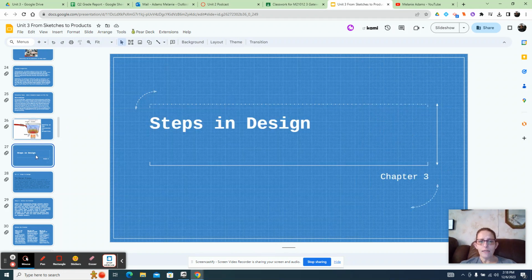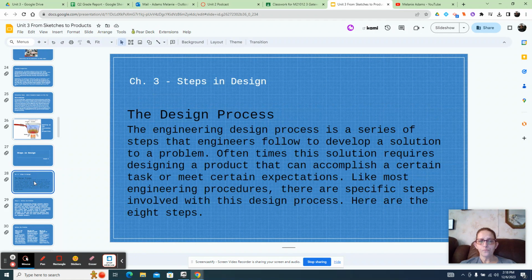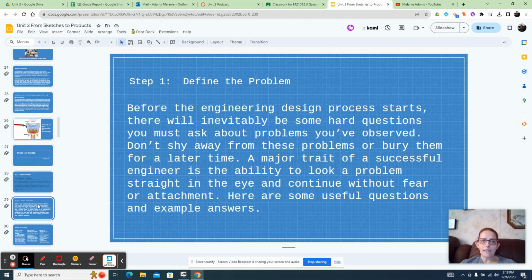And then chapter 3, steps in the design. So the design process, this is super important for you to understand in this class. The engineering design process is a series of steps. They are sometimes linear, step by step, but sometimes you can kind of loop back depending on where you're at. There are 8 steps.